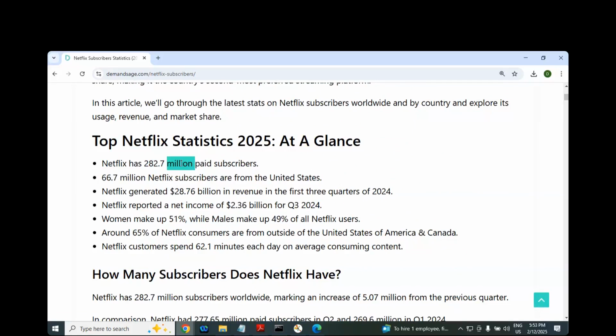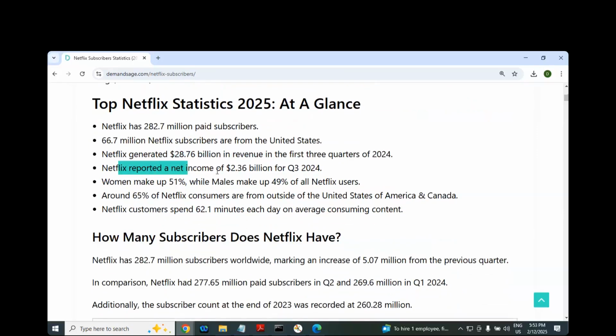What they did initially is create the product. Slowly, they captured the data. They created the product like a paid version. 66 million Netflix subscribers are from the US. Yeah, good. So Netflix generated almost this much data. Netflix reported income. These are all things.